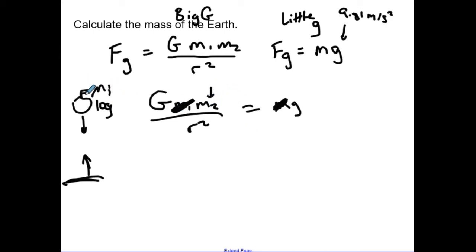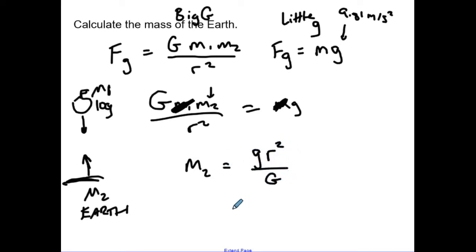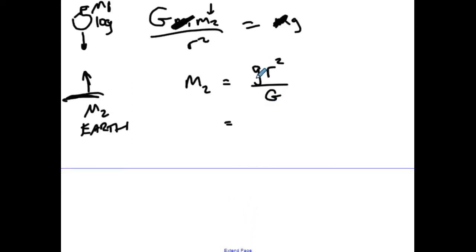This one right here was M1, the mass of the apple. The Earth itself is M2, Earth. So he could now solve for M2 by rearranging the formula like this. M2, which is the mass of the Earth, would be equal to little g times r squared all over big G. Now, we know little g. Little g is 9.81. It has been experimentally tested that the acceleration due to gravity on Earth is 9.81. We also know now, according to Cavendish's experiment, that the big G constant is 6.67 times 10 to the minus 11.